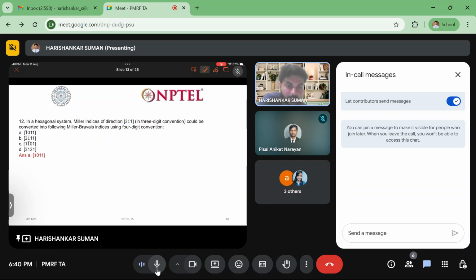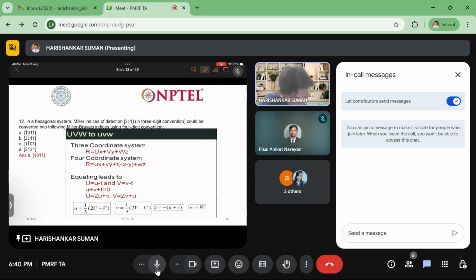So let's see the procedure. In 4 digit, we have U, V, T, and W. For the direction, you can follow these formulas. You have U, V, W here. Now please put these values and try to get the answer.